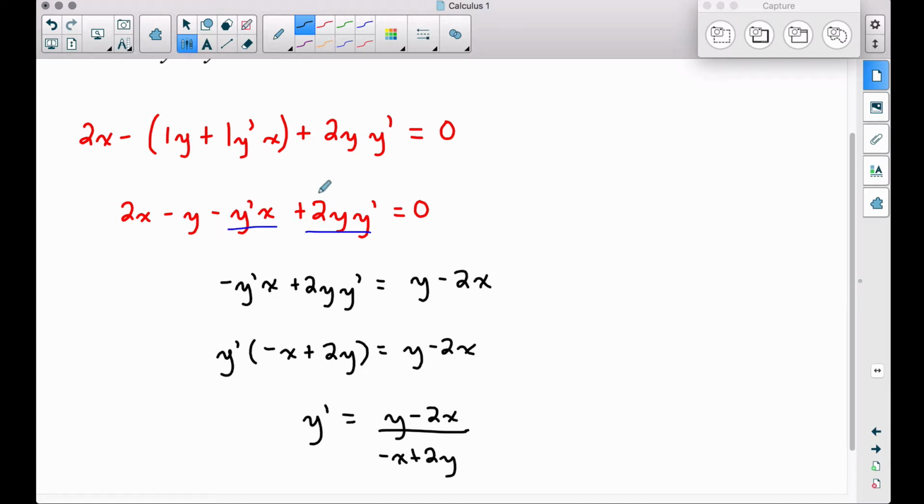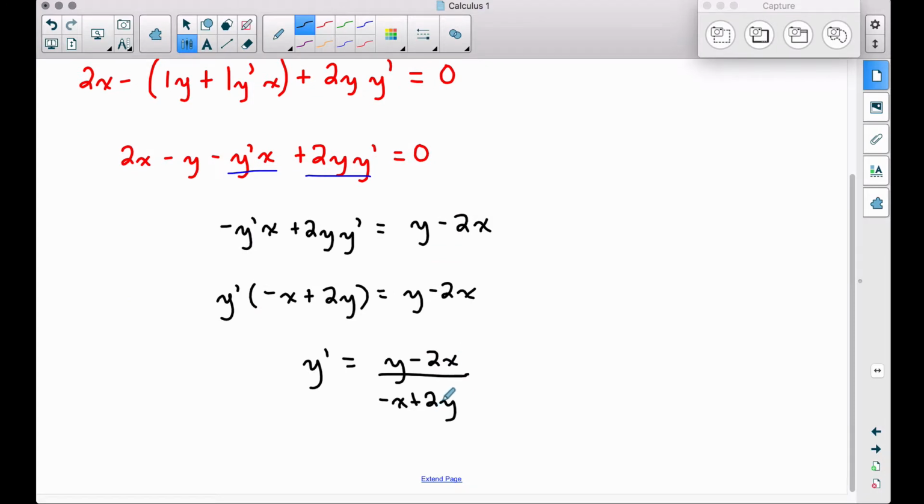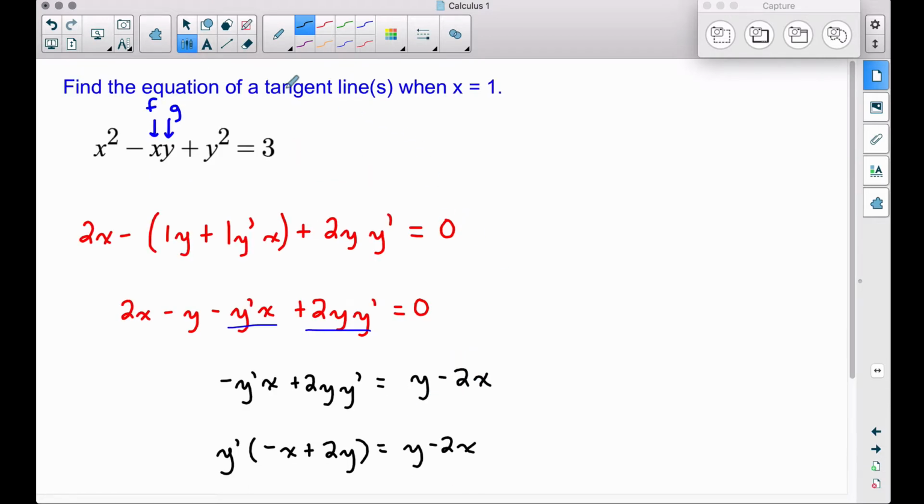Now remember, we wanted to find the equation of the tangent line when x is equal to 1. But notice our derivative has both an x and a y in it. So what we need to do now is find the value of y when x is 1. That way we can plug it into here and find our derivatives. So to do that, let's take that equation, x squared minus xy plus y squared, and let's plug 1 into x. So plugging 1 into x, we have 1 squared, which is 1, minus 1 times y, that's just y, plus y squared. This is equal to 3.